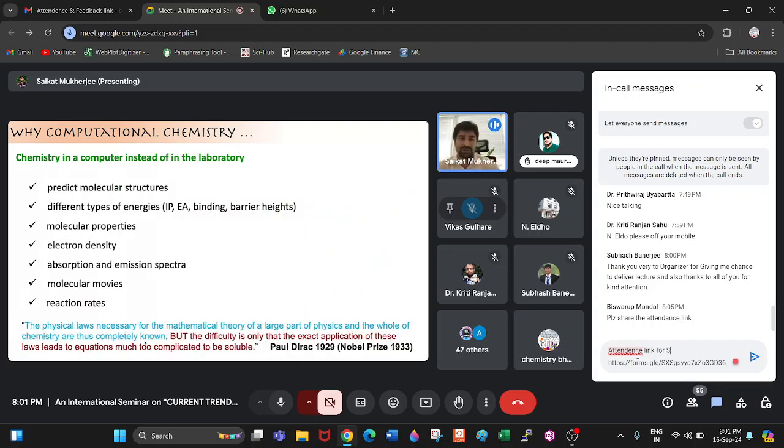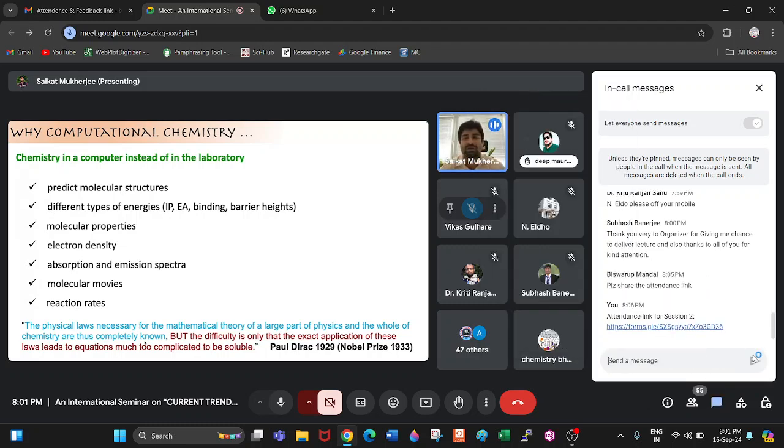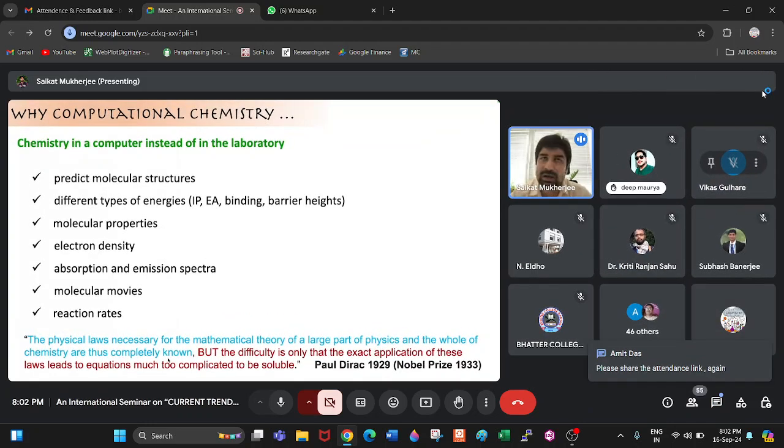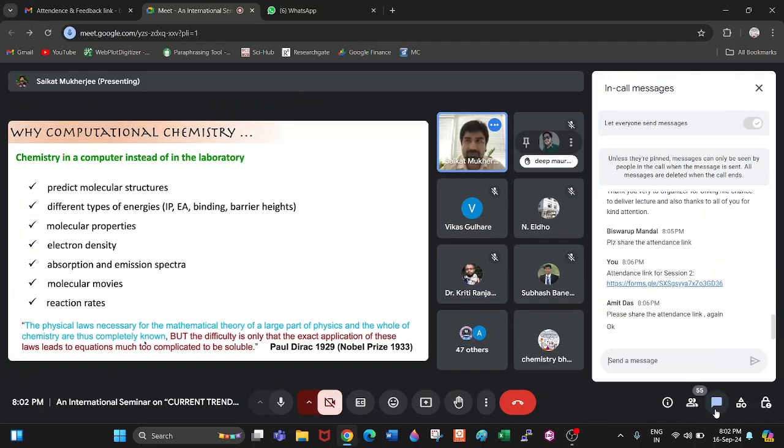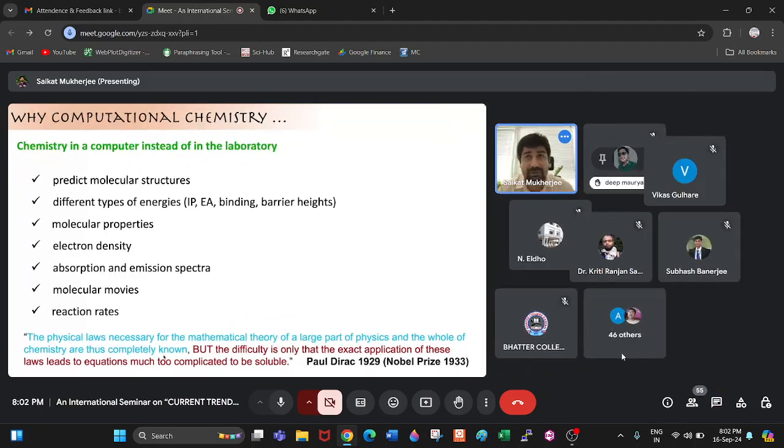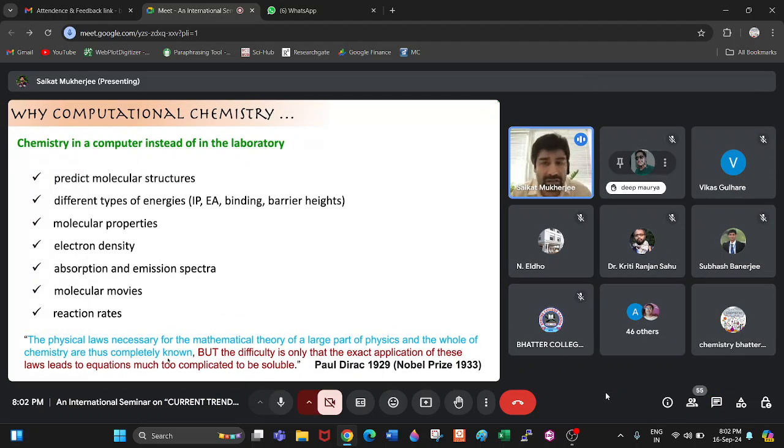So yes, computational chemistry is much advanced nowadays and can predict molecular structures. You can put any molecule in your favorite quantum chemistry code and ask for ionization potential, electron affinity, binding energy, barrier heights. In most cases, if you do not do anything horribly wrong, you will get satisfactory results, either in DFT or in any wave function based methods. You will have molecular properties. The most important thing, you will have the electron densities.